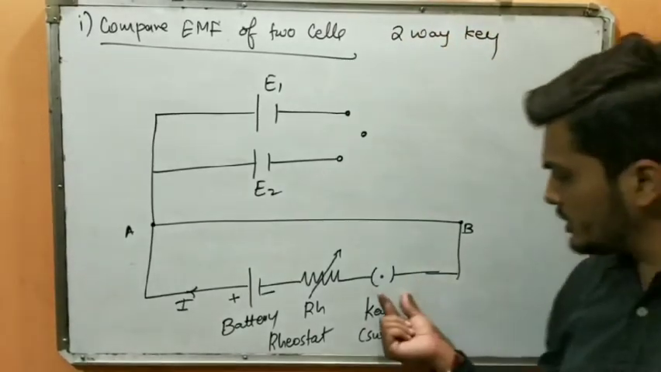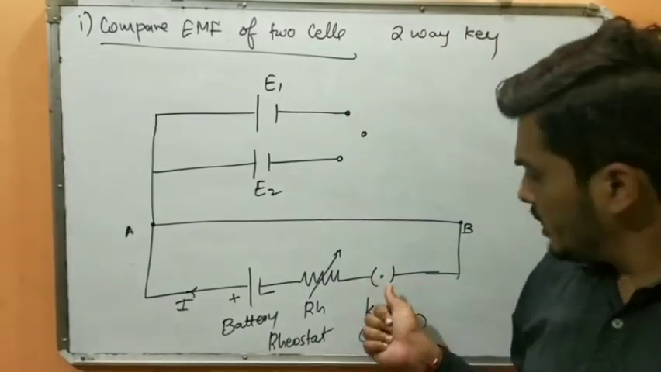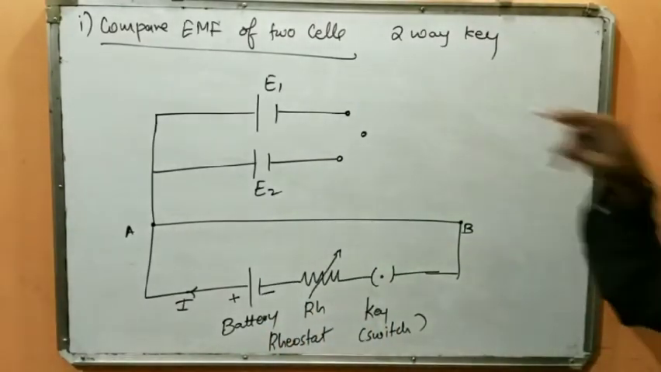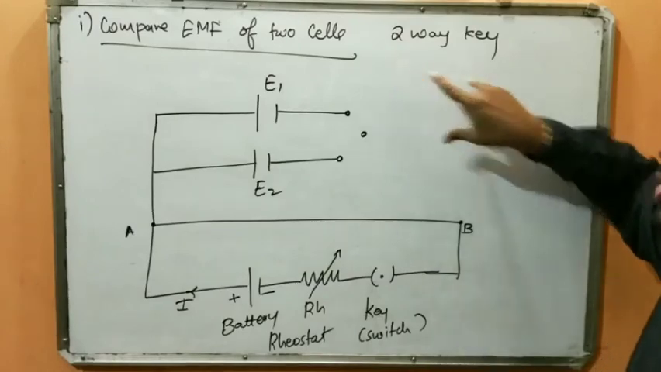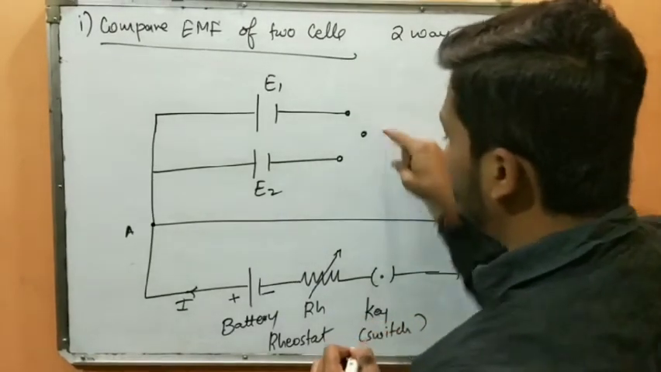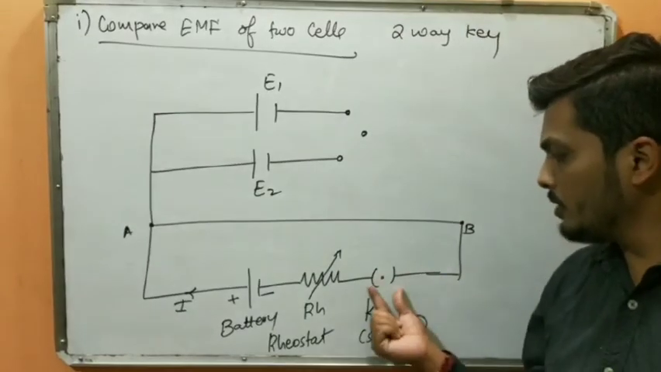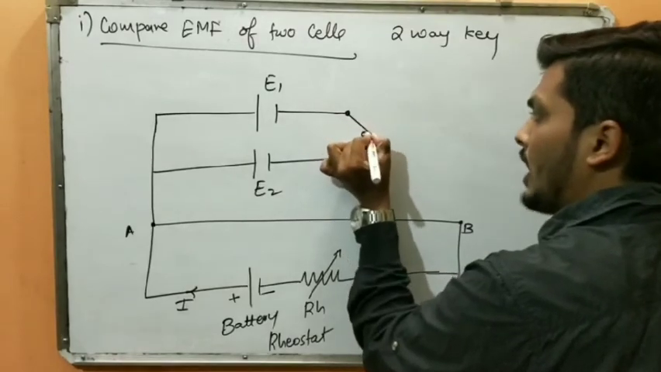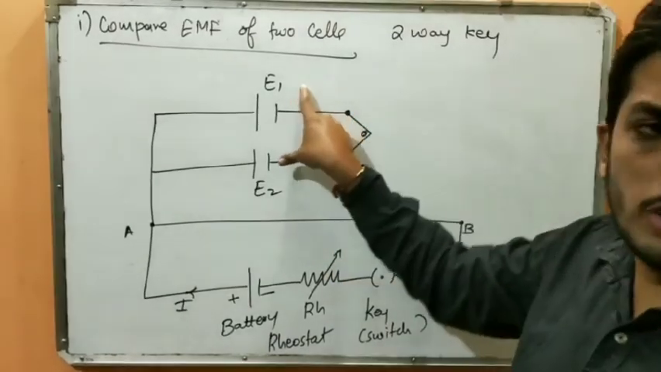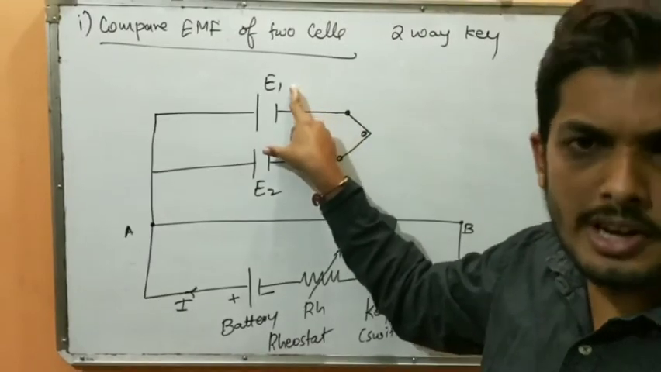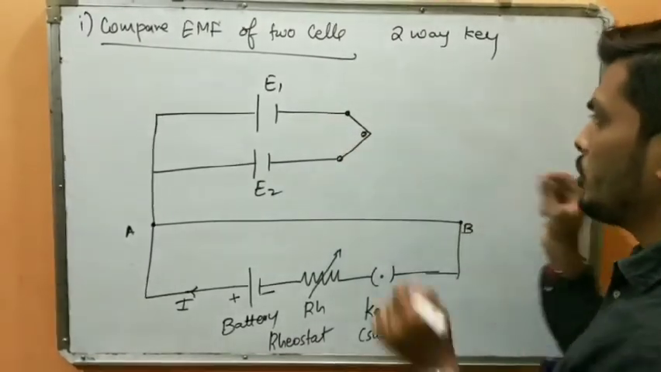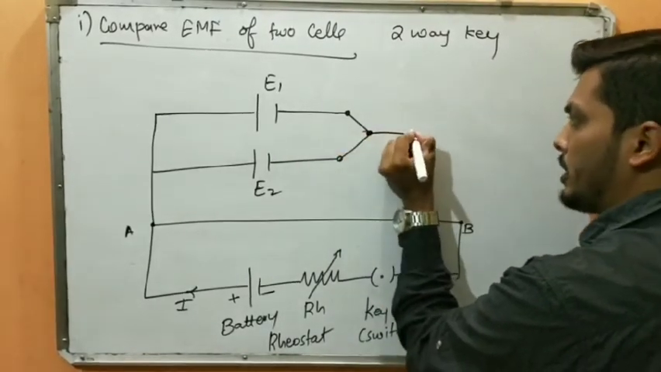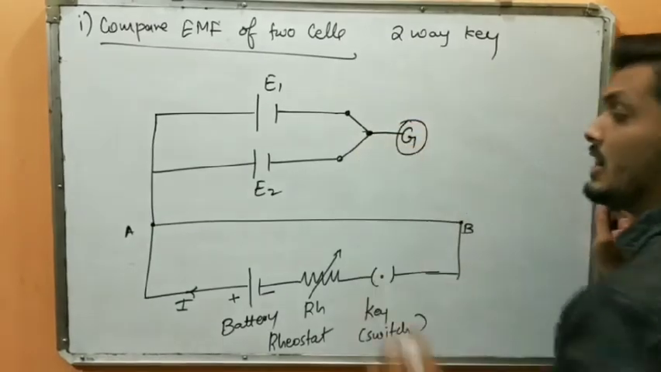Till now we were studying just a single plug key, which only regulates on and off. Now I'm using this special kind of key, the two-way key. A two-way key has 3 terminals, unlike our regular key which has just 2. Now there is a dispute between both cells about whose EMF is higher, so we are going to appoint a judge: the galvanometer. Here we connect the galvanometer.